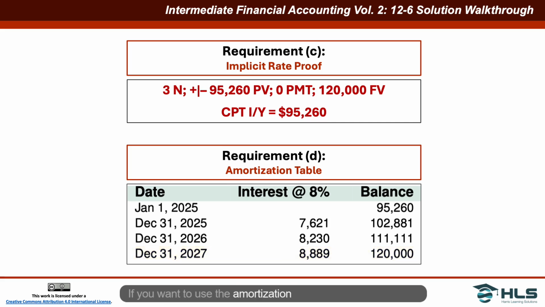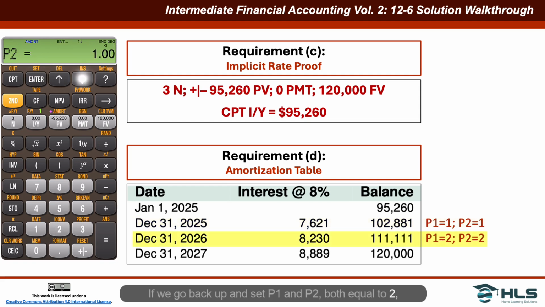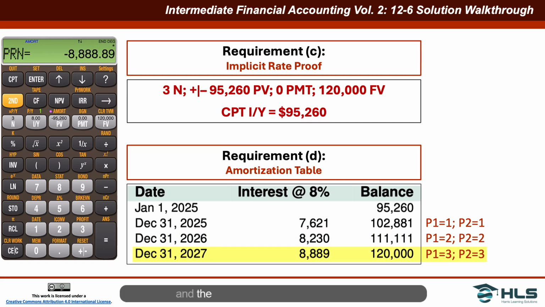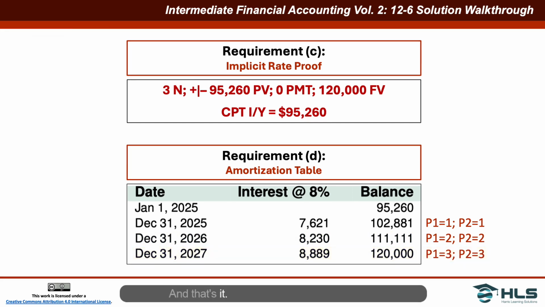If you want to use the amortization function in your calculator, when we set P1 and P2 both equal to 1, we saw that the PRN principal and the INT interest were 7,621. And the balance, BAL, is 102,881. If we go back up and set P1 and P2 both equal to 2, we can see that the balance is 111,111. The interest and principal is 8,230. And when we set P1 and P2 to 3, the balance is now 120,000, and the interest and principal are 8,889. And that's it. We've completed this problem.